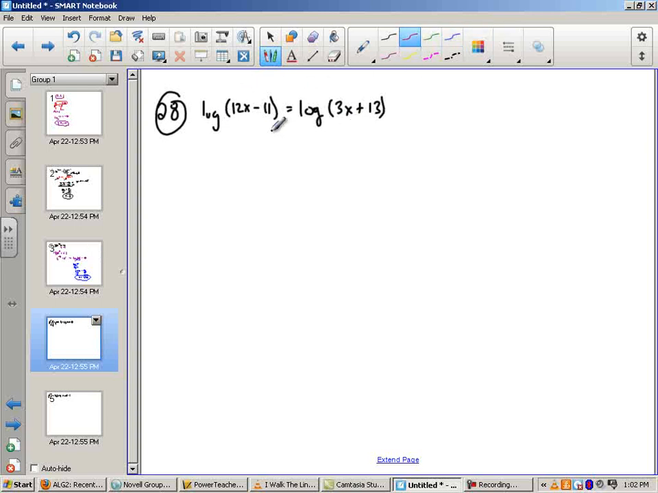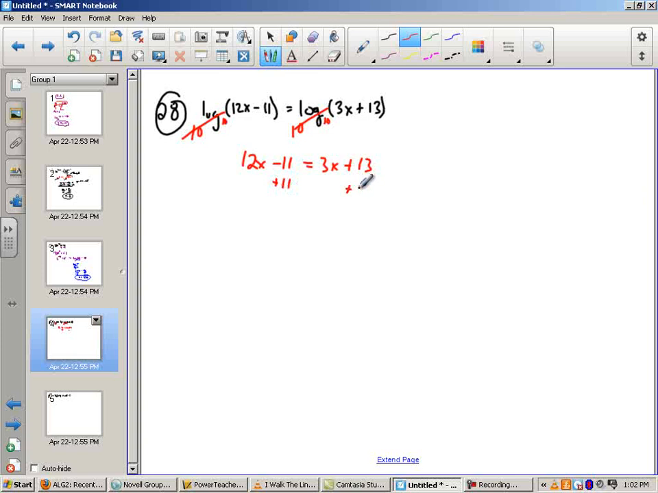We find that when the bases of logs are identical, and this is base 10 and this is base 10, and they're set equal to each other in this format, with nothing else besides the logs, then both parentheses have to be equal. 12x minus 11 must equal 3x plus 13. You could think of it as making both of these 10 to the power, and we talked about how these would both cancel, and we'd be left with those two equal to each other. We did that in 7.4 with our basic simplifications.